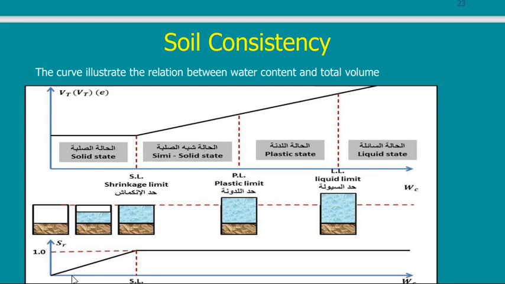So if I start pouring water, water will go into the void. When water goes inside the void, the volume is not going to increase because the void is inside. So at the beginning, I don't have change in volume. I'm just adding water to fill the voids, till I reach a degree of saturation of 1, which means that all the voids are full of water.